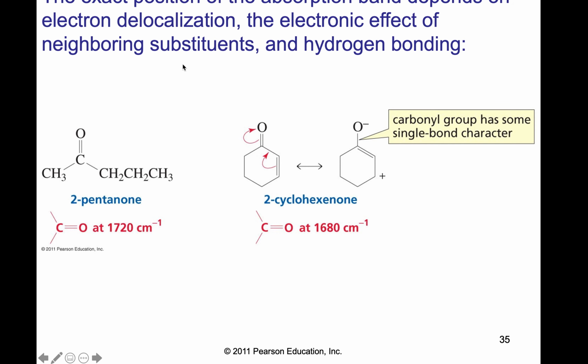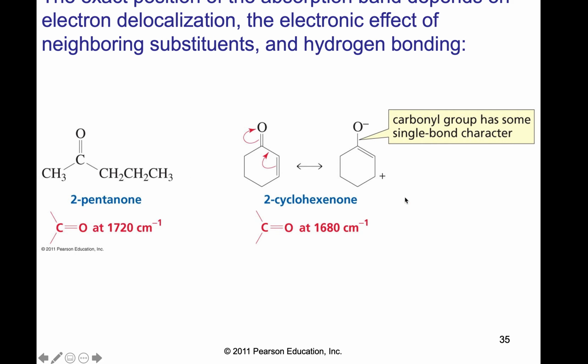The exact position of the absorption band depends on electronic delocalization, the electronic effect of neighboring substituents, and hydrogen bonding. Resonance and positive or negative induction, good or bad neighbor effect. For example, on the left we have 2-pentanone. That carbon-oxygen double bond with 2 lone pairs on oxygen not shown shows up textbook about 1720 reciprocal centimeters. That's called a ketone. See the ending? The suffix ONE. 2-pentanone means it's a 5-carbon ketone.